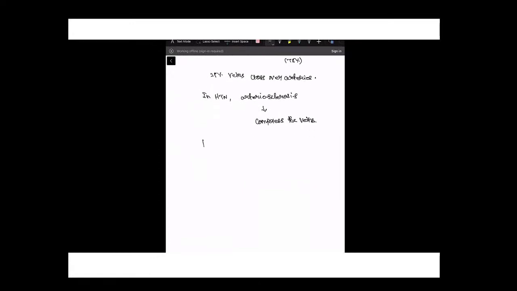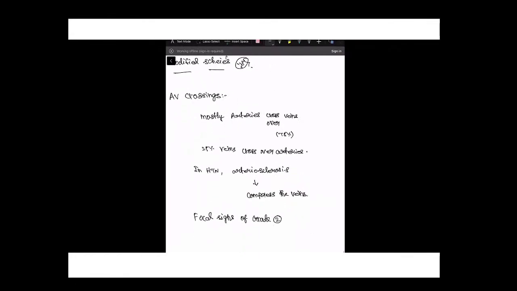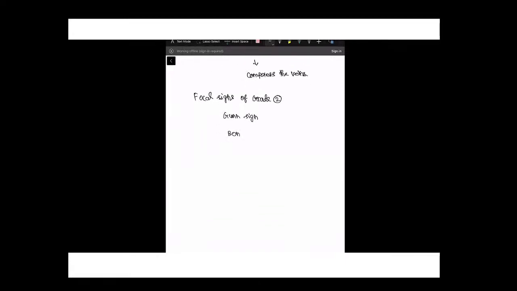We have some focal signs of grade 2 of our classification, modified Keith-Wagener classification. This has been asked: Gunn sign, Bonnet sign, Salus sign.